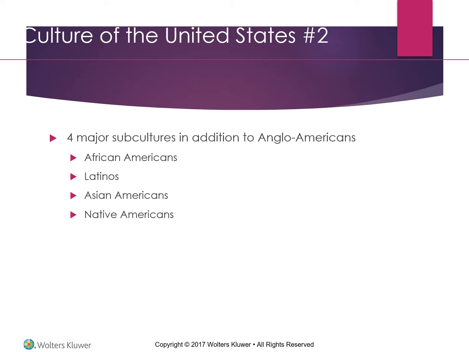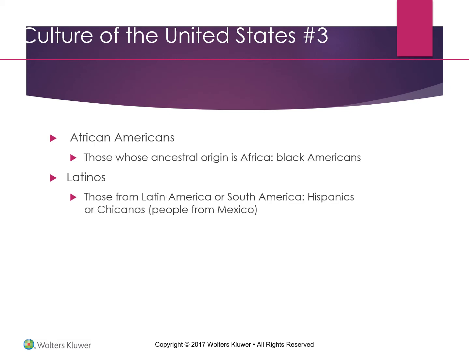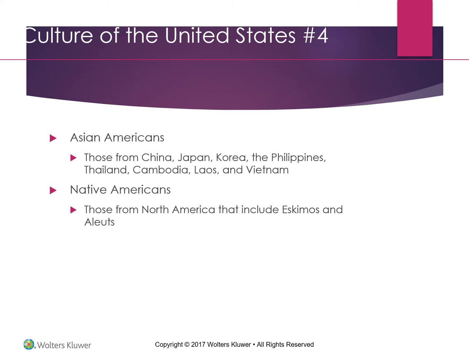There are 4 major subcultures in addition to Anglo-Americans. Review: African Americans, Latinos, Asian Americans, and Native Americans, which I just mentioned. African Americans are those whose ancestral origin is Africa, sometimes called Black Americans, although that can be an issue. Latinos are those from Latin America or South America, Hispanics or Chicanos, people from Mexico. Asian Americans are those from China, Japan, Korea, the Philippines, Thailand, Cambodia, Laos, and Vietnam, and Native Americans are those from North America that include Eskimos and Aleuts.